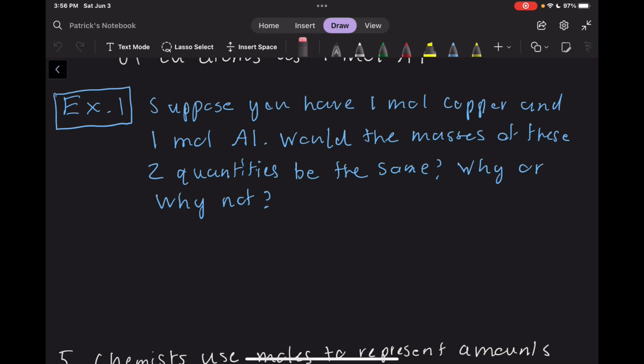Here's an example problem to help us think a bit deeper about this. Suppose you have 1 mole copper and 1 mole aluminum. Would the masses of these two quantities be the same? Why or why not? The answer, believe it or not, is no. They would not be the same.